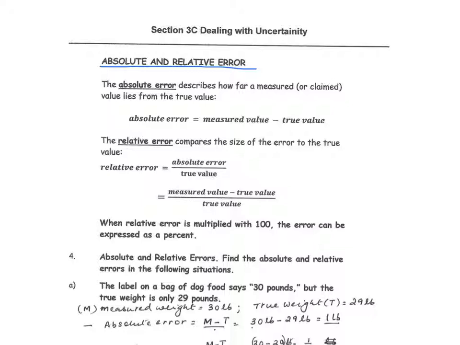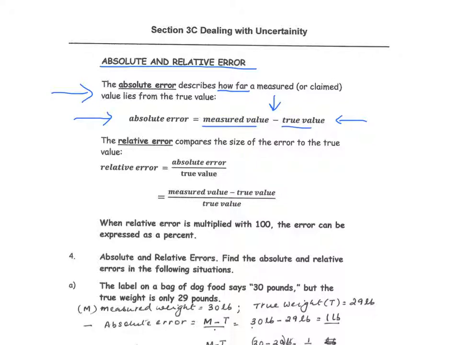So let's look at the first one, the absolute error. It describes how far away a measured value is from the true value. The minute we say how far, it clearly points towards difference, which is a minus sign. So we have absolute error is equal to measured value minus true value. When we say how far, we're talking about how far either to the left or to the right of the true value is the measured value. So it's the measured value minus the true value.